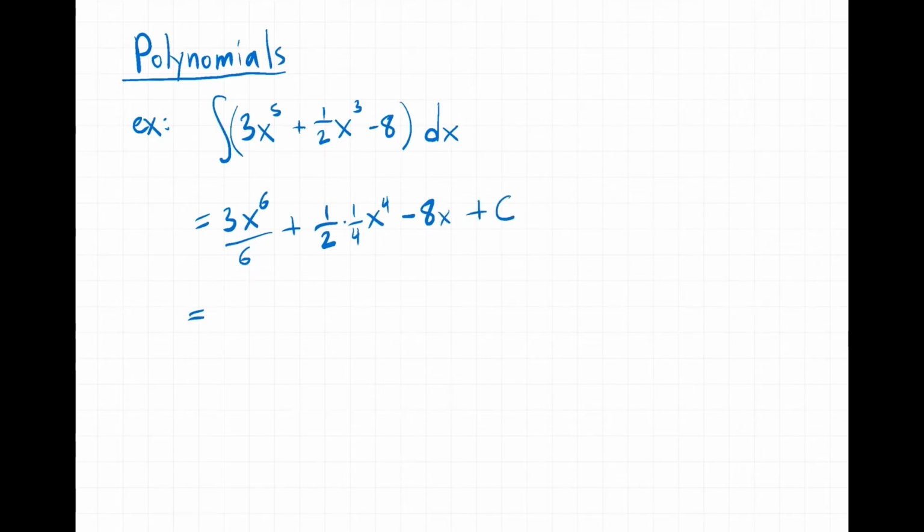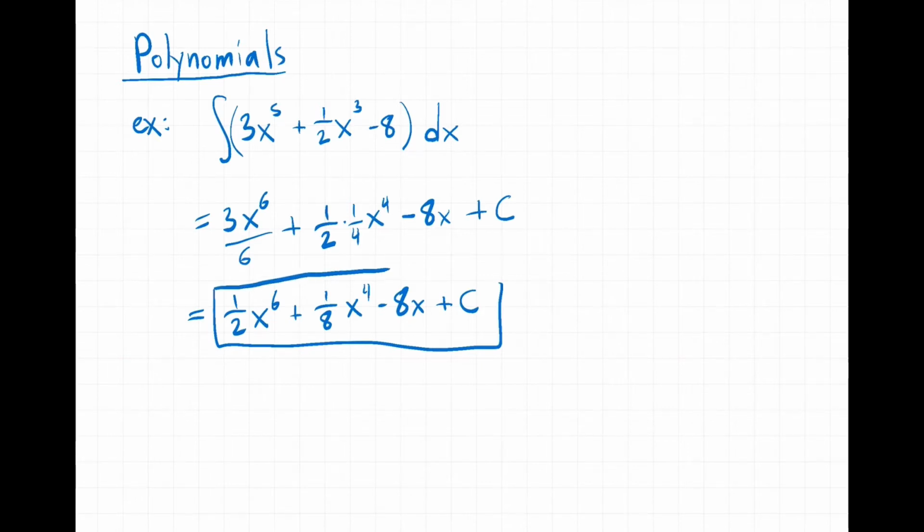So we can just simplify that. That's pretty easy. 3/6 is 1/2, so we've got 1/2 x to the 6th plus 1/2 of 1/4, that's 1/8 x to the 4th minus 8x plus a constant. Very simple. And any polynomial at all, any sum of powers of x, integer powers of x, with maybe some coefficients that are just numbers, any polynomial at all can easily be integrated because we've known since the very beginning how to find the antiderivative of a function like that. So we're all set.